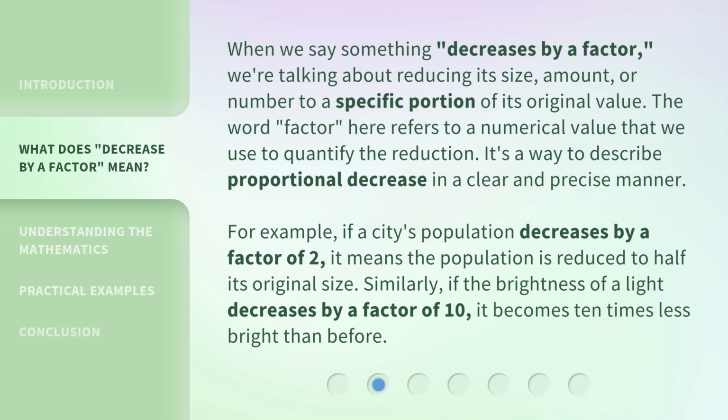For example, if a city's population decreases by a factor of 2, it means the population is reduced to half its original size. Similarly, if the brightness of a light decreases by a factor of 10, it becomes 10 times less bright than before.